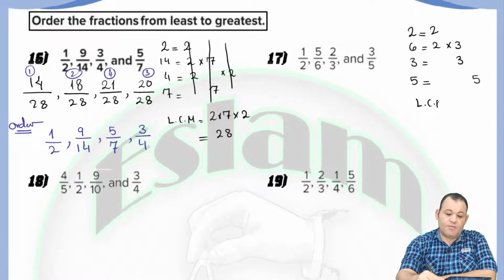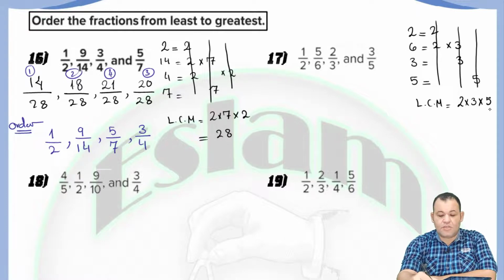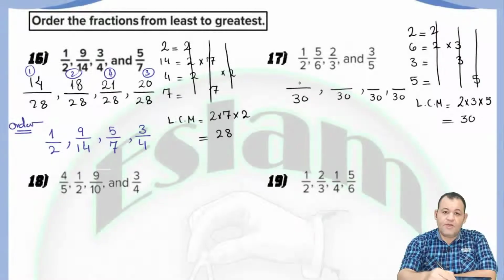So the LCM, the lowest common multiple for all of them: from each column I'll just take one number. So we have here 2 times 3 times 5. 2 times 3 equals 6, times 5 equals 30. So I will need to write all of the denominators to be equal to 30. 2 becomes 30 if you multiply it by 15. So 1 times 15 equals 15.